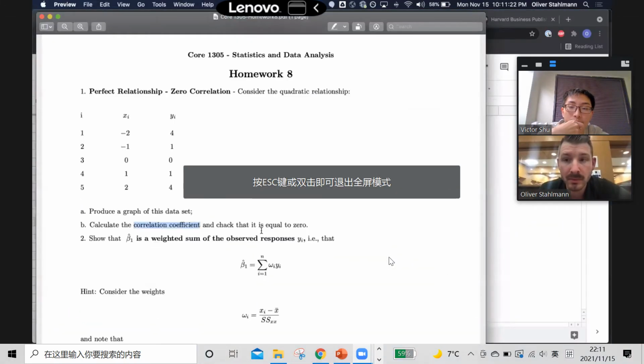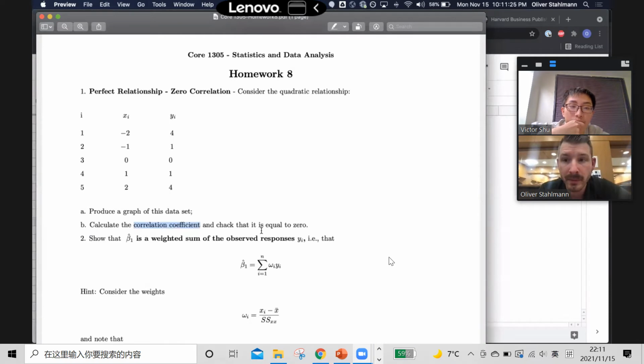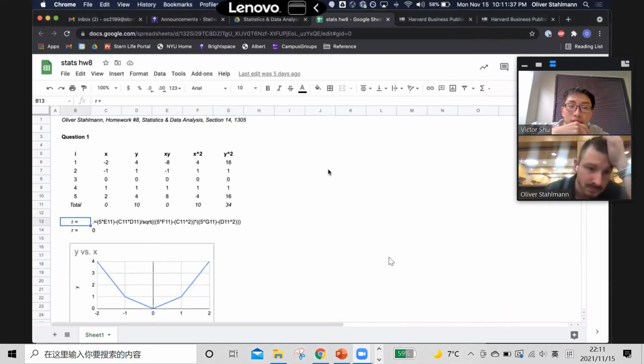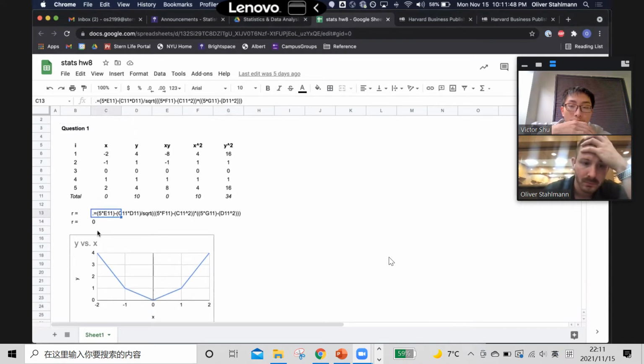Yes and no, because it's always more convenient to calculate R squared first. And in statistics analysis, you'll learn later on regression, most of the time you're going to use R squared. And the little r is just the square root of R squared.